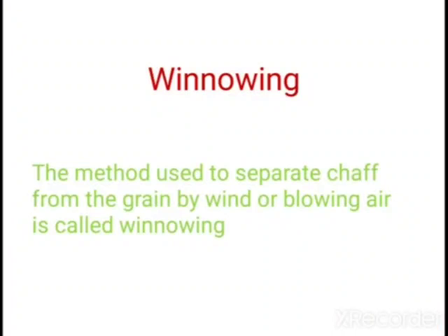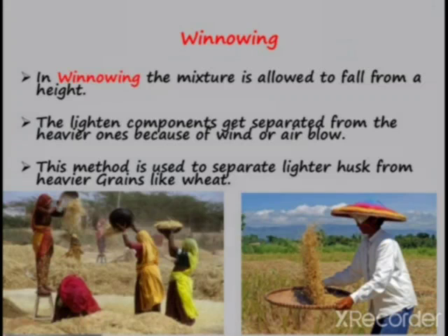So our next method is winnowing. Winnowing is the method used to separate chaff from the grain by wind or blowing air. So what is the meaning of chaff? After threshing, grains sometimes still contain seed covering and tiny pieces of leaves or stems. This is called chaff. So the method used to separate chaff from the grain by wind or blowing air is called winnowing.